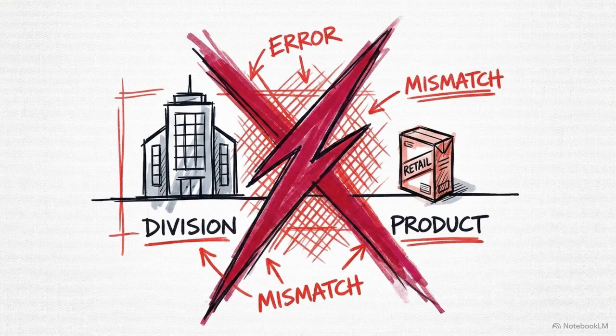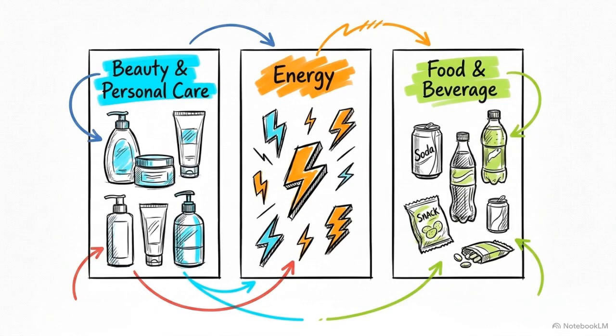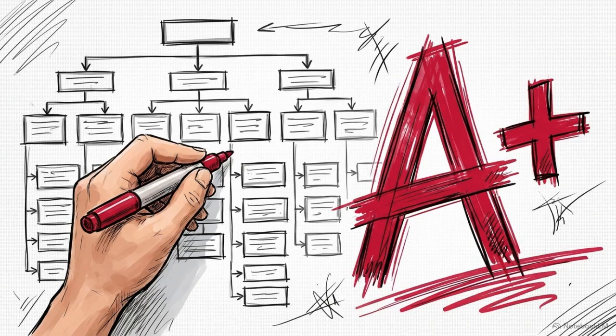You have to be careful to avoid confusing high-level business divisions with individual consumer-facing products. They occupy distinct tiers in the architecture and cannot be grouped together. To instantly improve visual clarity, organize related products into operational categories. Grouping items into defined sections like beauty and personal care, energy, or food and beverage creates a much more logical layout. Displaying this precise vertical depth proves to the grader that you understand the structural nuance of the company's portfolio.